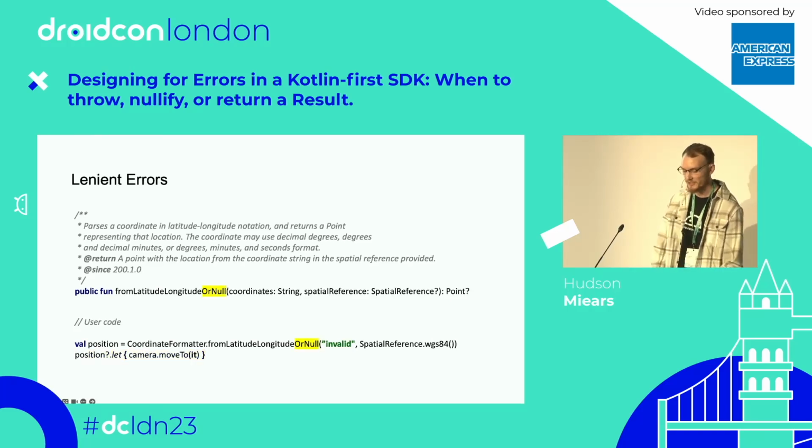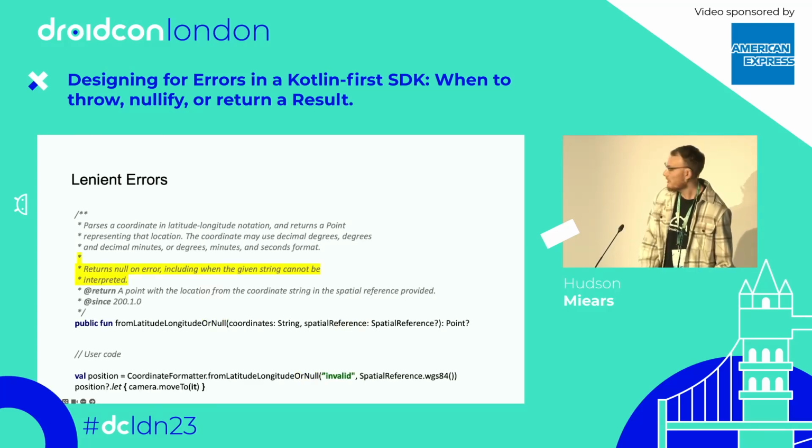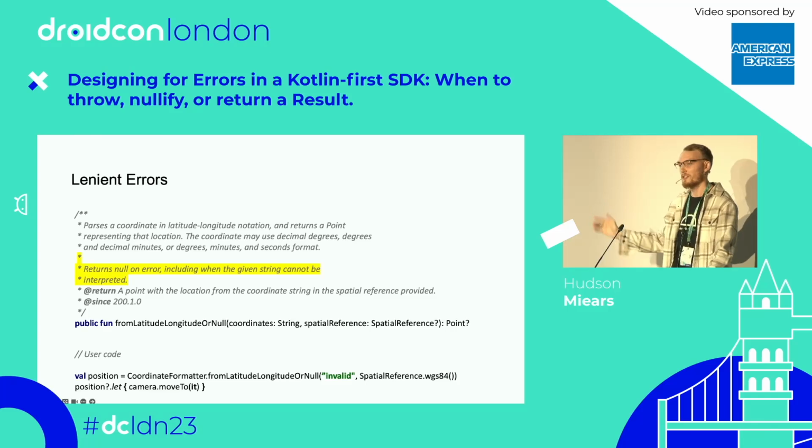And then to be extra explicit, we also add "or null" to the end of the function name. And to be extra explicit, we also add to the documentation, hey, this can return null, including when the given string cannot be interpreted.